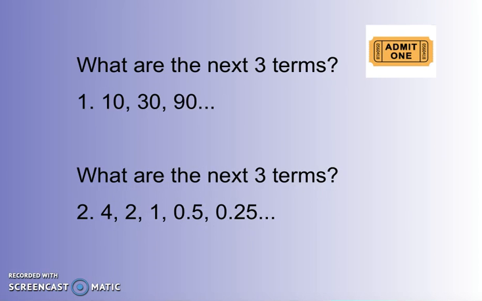What I would like you to do is I want you to try and find the next three terms of the following sequences.